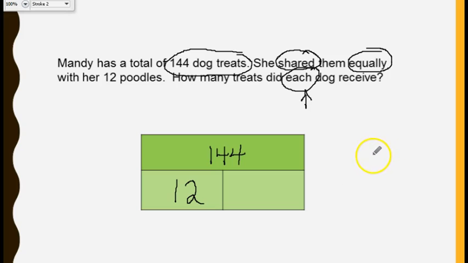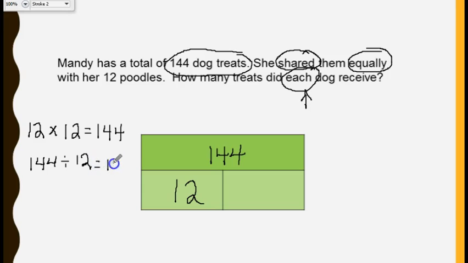Okay, so now if you're like me and you have your math facts memorized already, or you know your math fact families right away, you might already know what is going to be in this box. Because if you know your math facts of 12, you know that 12 times 12 would equal 144. So that means that 144 divided by 12 would equal 12. You're going to use those same numbers. So our answer is 12. Each dog received 12 treats.